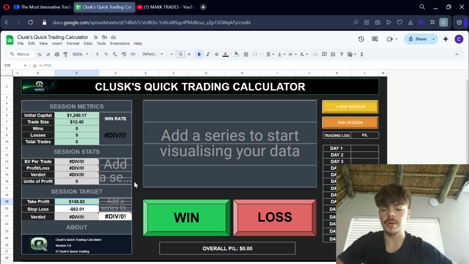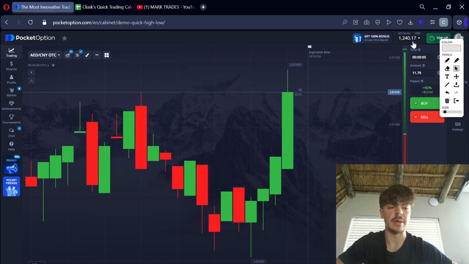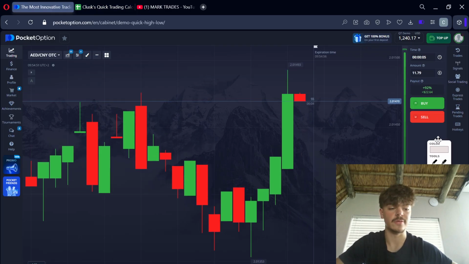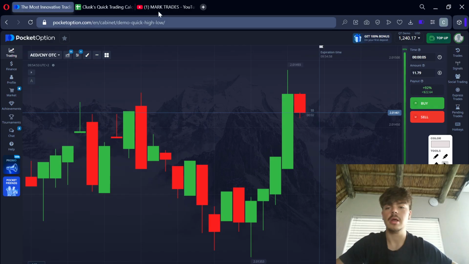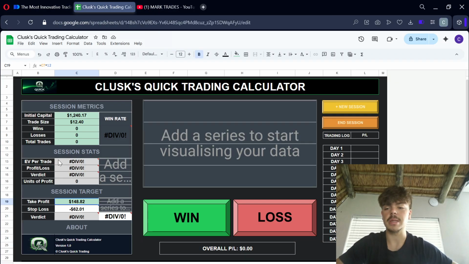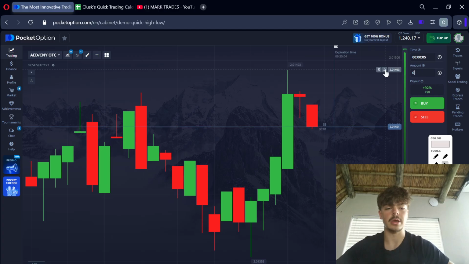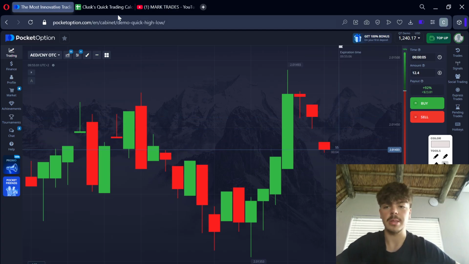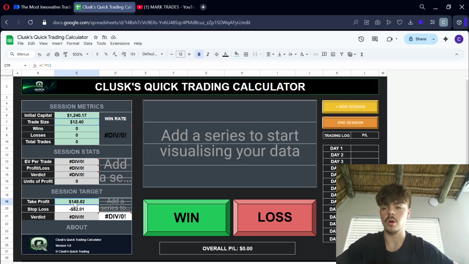So we can use proper risk management here. We have the demo account balance set to $1,240.17. The trade size therefore is going to be 12.4. So I want to copy that and paste that in here. Now, how the session is going to work is we're going to aim for a take profit of 12 units or $148, and basically set our stop loss at -5, at -62.